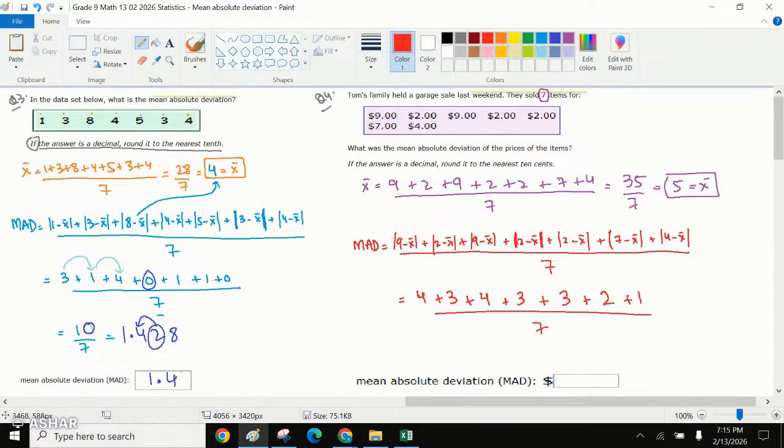So if I add 4 plus 3 plus 4 plus 3 plus 3, 2 and 1, the answer comes out to be 20. Mine is coming out to be 20. And 20 divided by 7 is 2.85. Since this is a 5, this will round up, and the final answer comes out to be 2.9. Okay, so we can say the mean absolute deviation is 2.9 for this particular question.